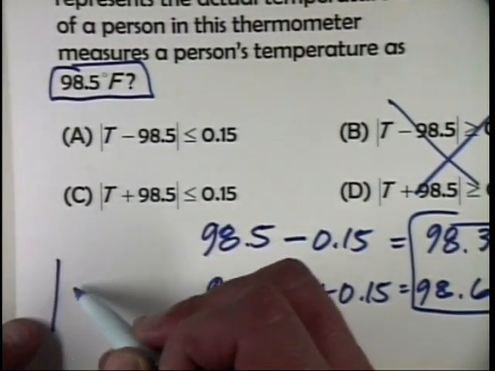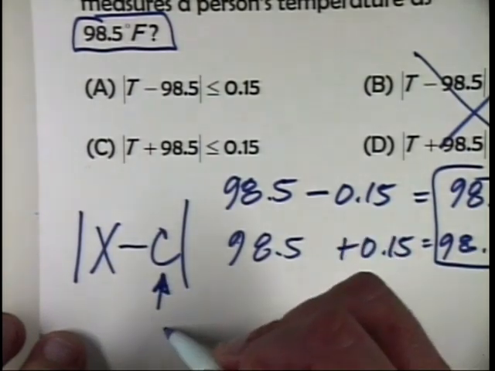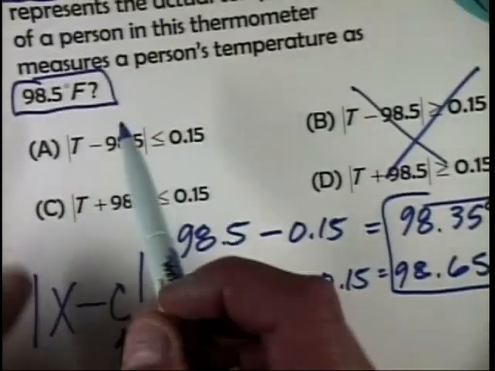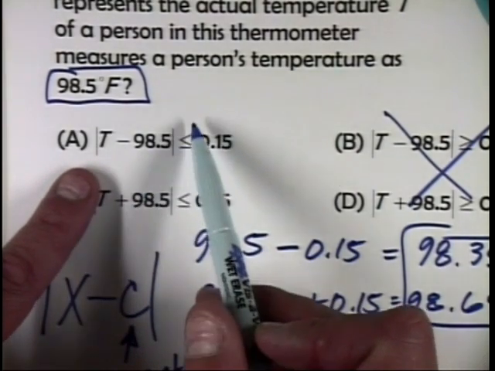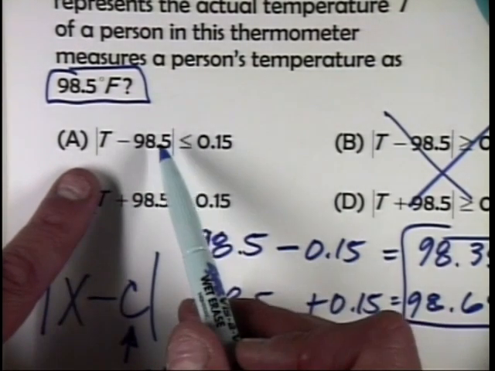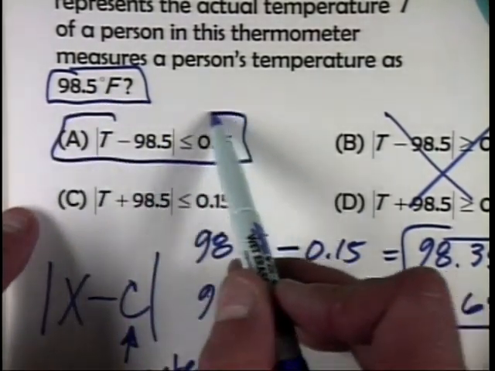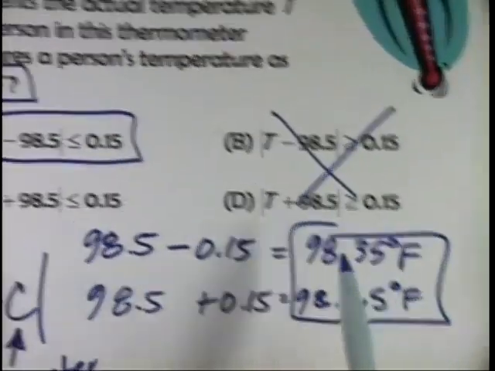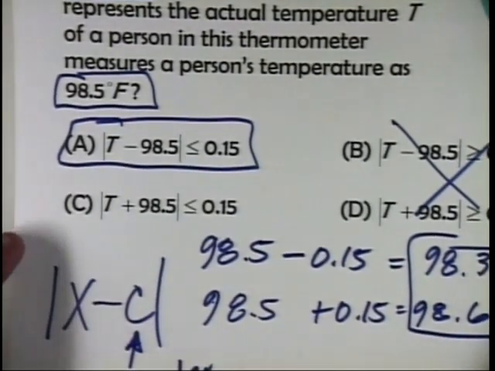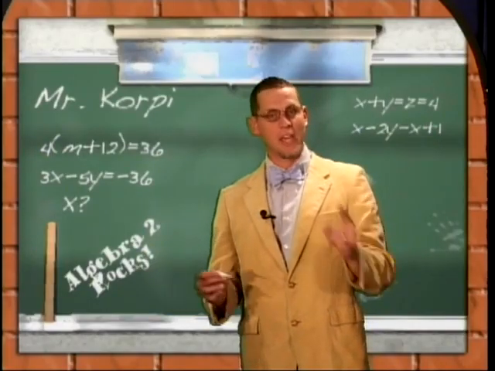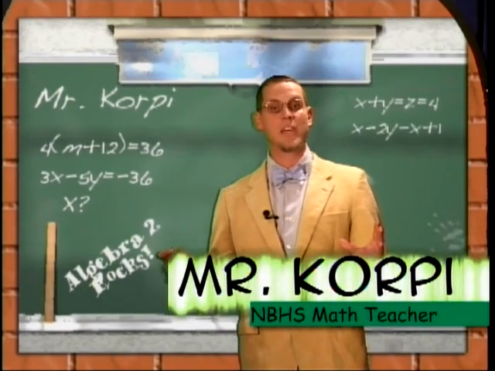Well, remember, if we remember this format, x minus c, where c is our center, then this one right here, A, would tell us that our temperature is going to be within less than or equal to 0.15 degrees of our center, which is the actual reading of 98.5. And so the answer is A. So we can represent a compound inequality as a single absolute value inequality. All right, so a big show today dealing with one function, the absolute value function. One small function, but many, many applications.